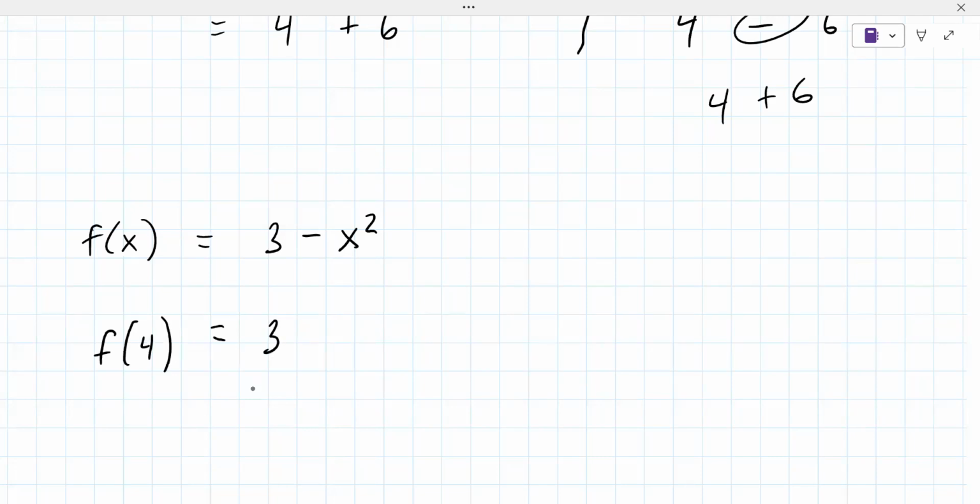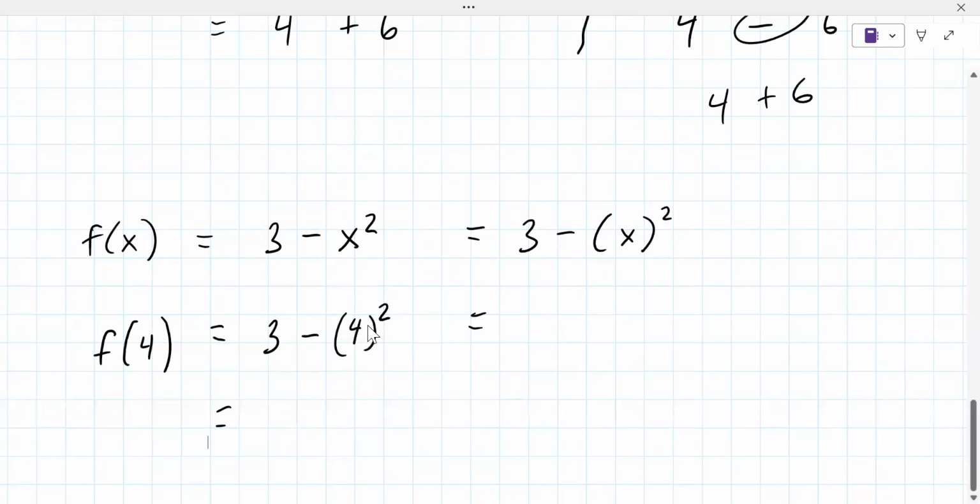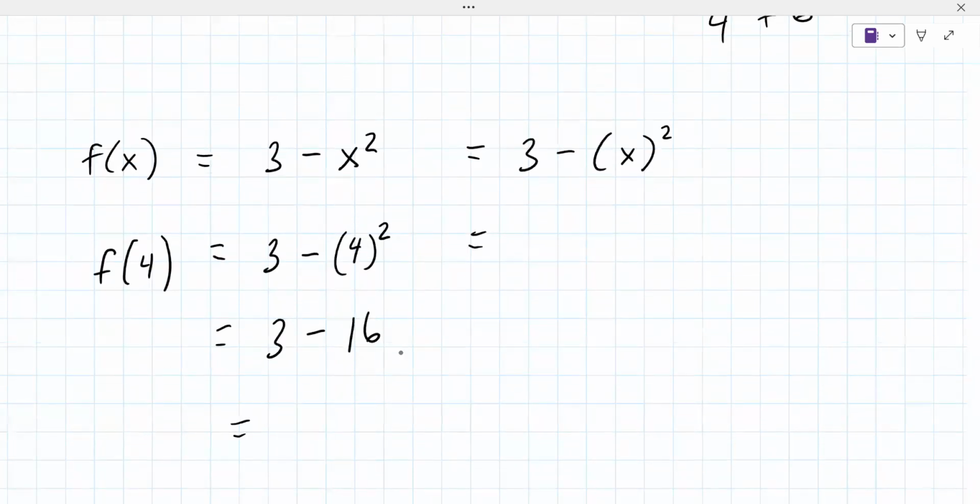All right, so it's 3 minus 4 squared. So if you didn't write it this way, again, it's always good to visualize just the variable as being in parentheses. So you're not squaring -4, you're just squaring the 4. What is 4 squared? 16. Okay, so 3 minus 16 is negative 13. Yes.